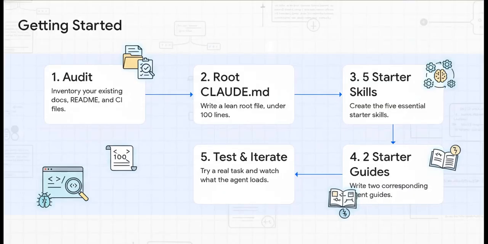Ready to get started? Here's your checklist. It's super simple. First, just look at your existing docs and CI files. Chances are the rules are already written down somewhere. Then, write that lean sub-100-line root file. Create those 5 starter skills, maybe write a couple of guides. And then just test it. Give it a real task, see what it does, and tweak it from there.